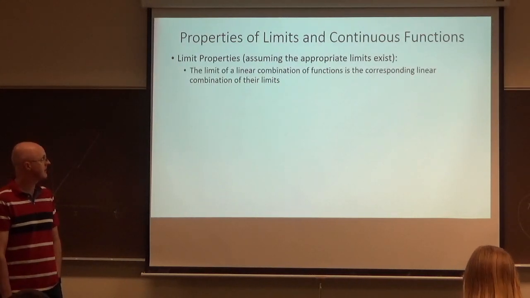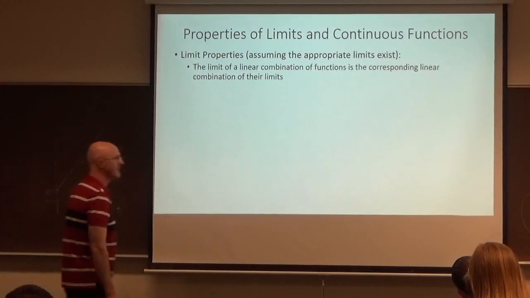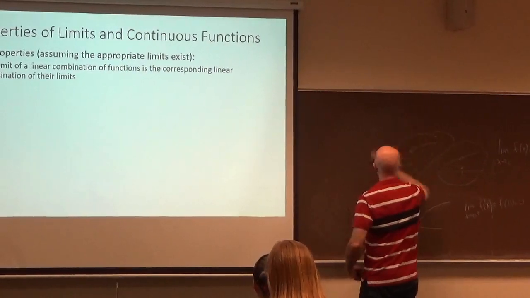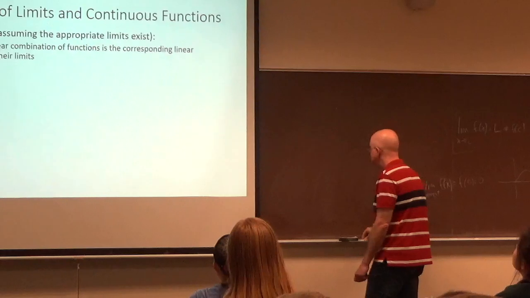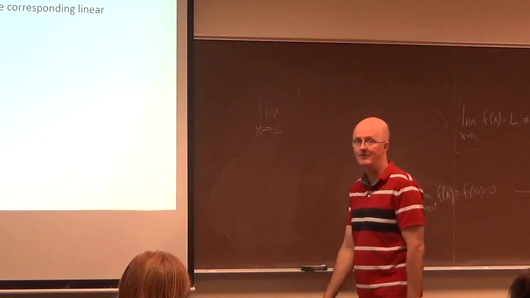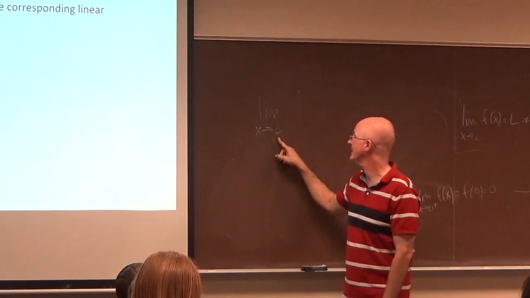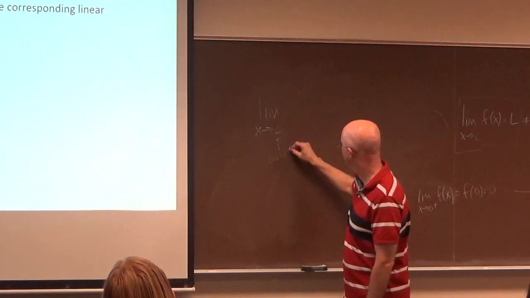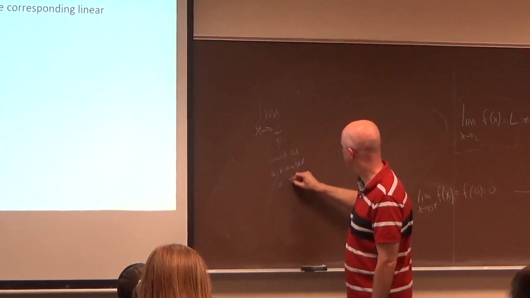First property is that the limit of a linear combination of functions is the corresponding linear combination of their limits. That's a mouthful. That's probably worth writing down what it means right away in an equation. The limit as x approaches c, where c could be a number. That's most typically what people think about here. Or it actually could be plus or minus infinity.